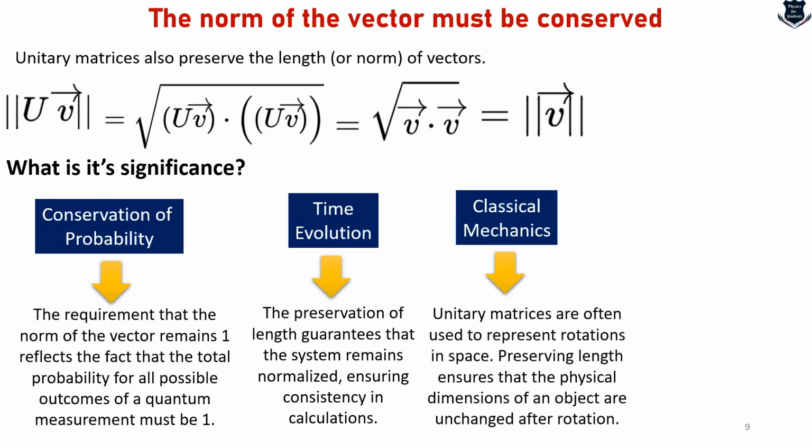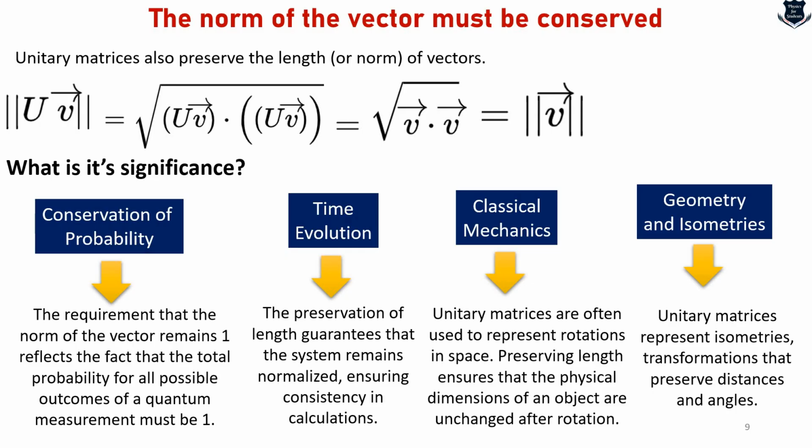The second thing is that in classical mechanics, we also use unitary matrices, and they preserve the length, which ensures that the physical dimensions of an object are unchanged. That means invariance under rotations. And when we talk of rotations, obviously geometry and isometries come in. So unitary matrices represent isometries, transformations and preservation of angles. This is the significance of unitary matrices, which preserve the norm of a vector. The total norm of a vector must be preserved, and that's the reason I have also told you this.